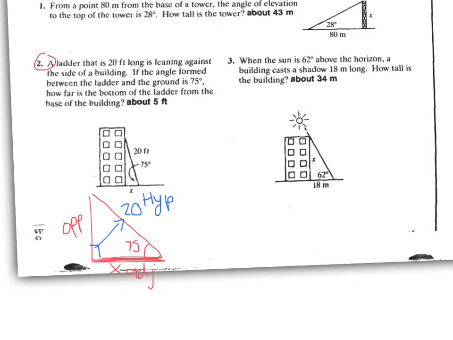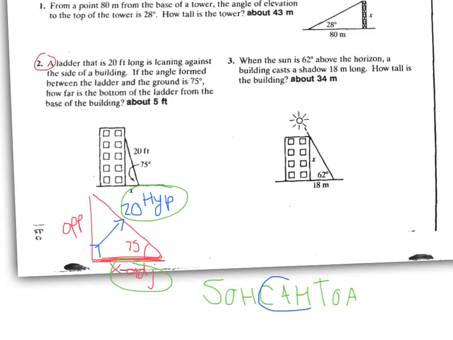So the two numbers that I have are the hypotenuse and the adjacent. I have the hypotenuse and I'm looking for the adjacent. So go ahead and write SOHCAHTOA to try to figure out which one of these we're going to use. We are going to use cosine because, again, I'm looking for the adjacent and I have the hypotenuse. So that's how we're going to use cosine.